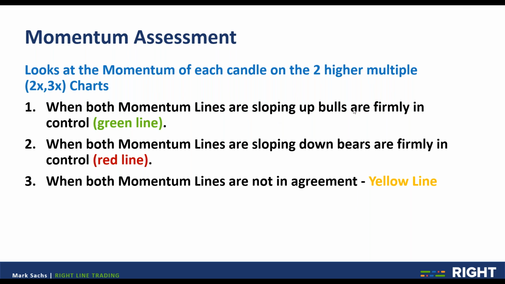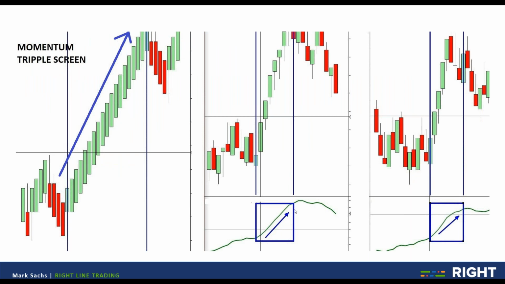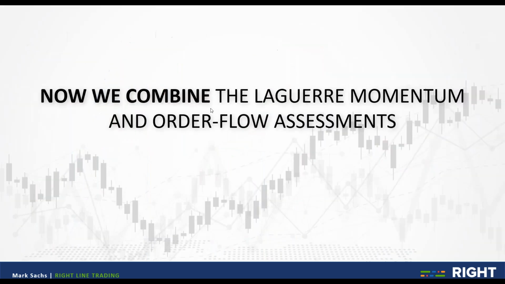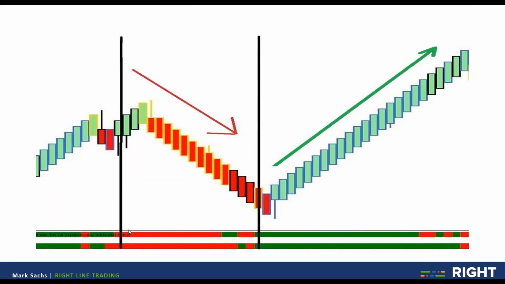When the Laguerre momentum lines are both green, bulls are in control. When they're both red, bears are in control. When they're yellow, we're in control. And if the percent K line is heading up on both higher time frames, trade that short and you are not going to make it. Well, let's combine them. Red, red, you have to trade short. Green, green, it occurs before price turns, first pivot, up you go.